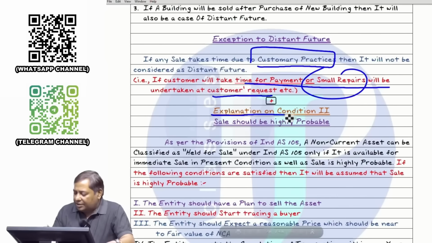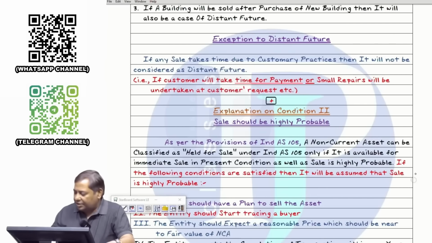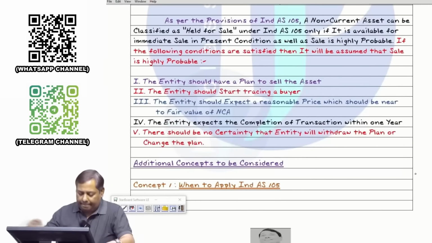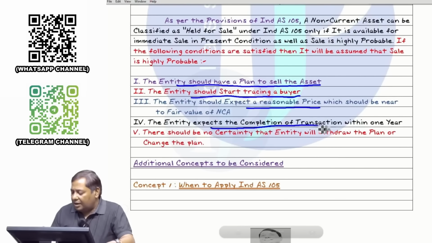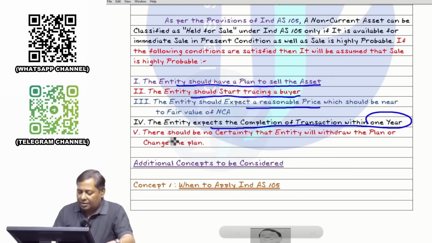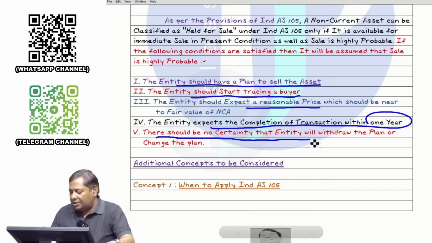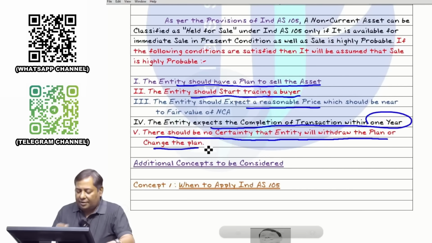Then I explained the second condition. Sales should be highly probable. I had explained these 5 points to you. So the entity should have a plan to sell the asset. They have started tracing the buyer. They are asking for a reasonable price. And they will complete the whole process within 1 year. And there should be no certainty that they will change their plan. It means they want to sell it.